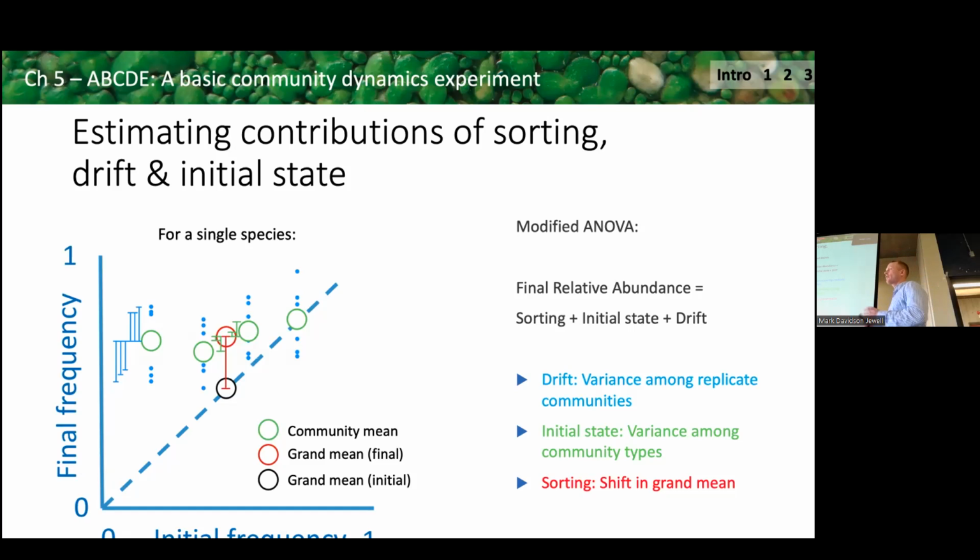So then within a modified ANOVA, we can partition out these sources of variation. The effect of ecological drift will essentially be just the residual variation, right? The variation among the different blue dots, among the different replicate mesocosms. The effect of initial state will be the variation among the green dots, the mean community types. And then the effect of sorting will be the overall shift in grand mean between black and red dots.